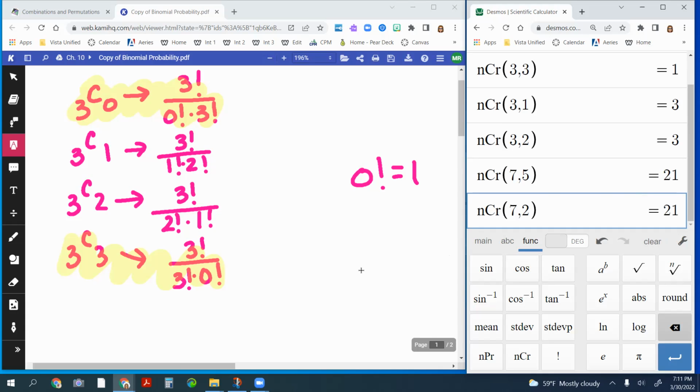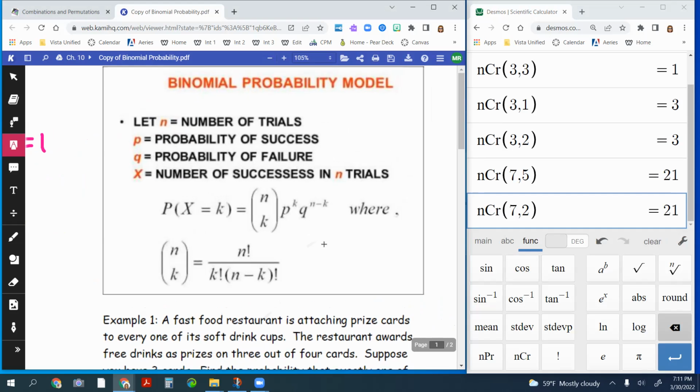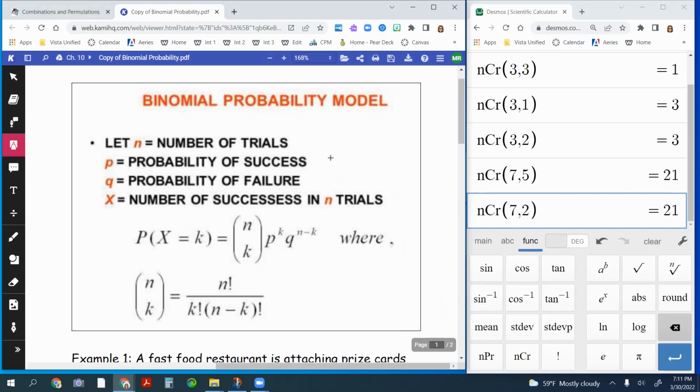Okay. Now, let's take a look at this situation here. So what's happening here with binomial probability? Basically, you're going to take the probability of a success and the probability of a failure. So for example, if I'm talking about rolling a single die, we can have a 1, a 2, a 3, a 4, a 5, a 6. If I was going to say, what's the probability of getting a 1? Well, that's 1 out of 6. Probability of getting a 2, that's 1 out of 6.